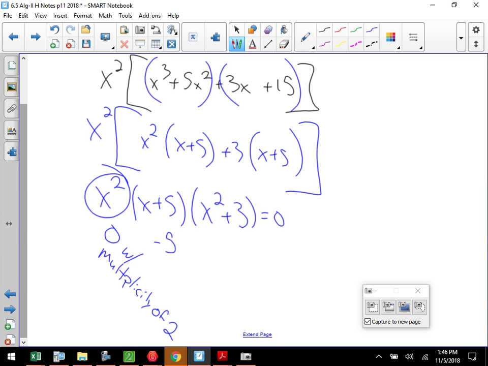If it was 2x squared, it would still just be multiplicity of 2 because the constant has no variance to it. That's just a scalar.